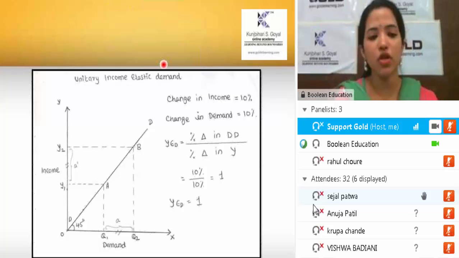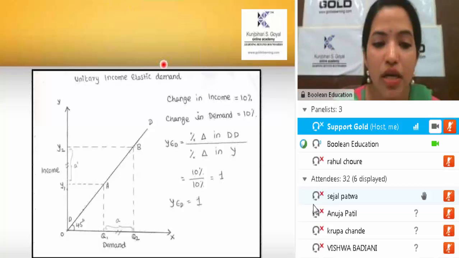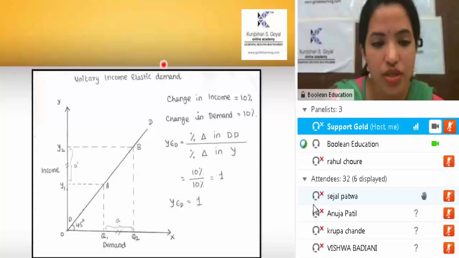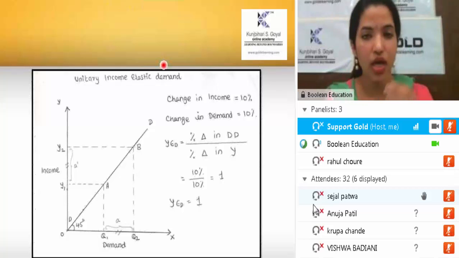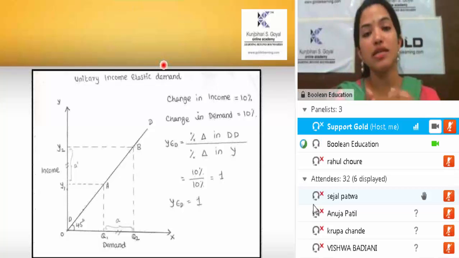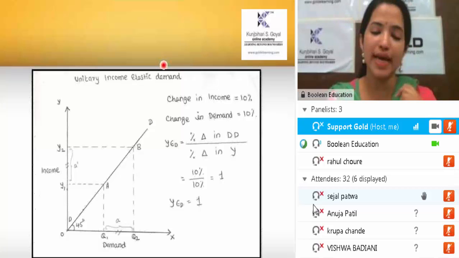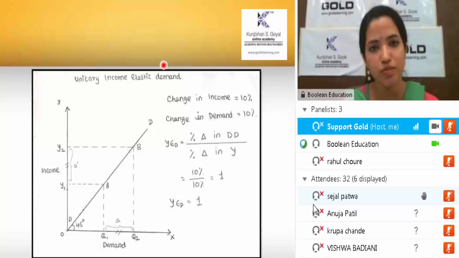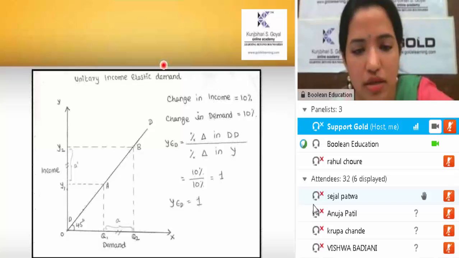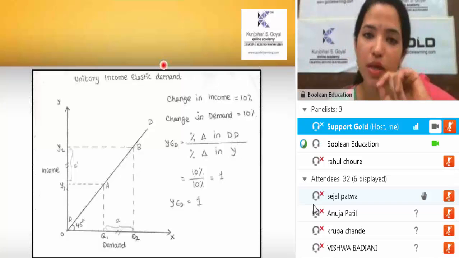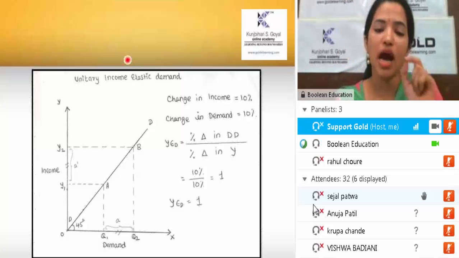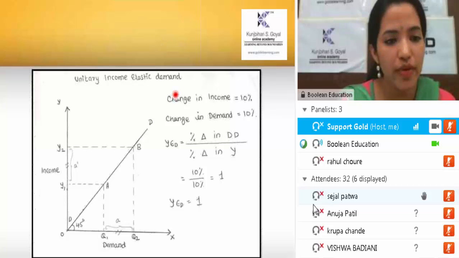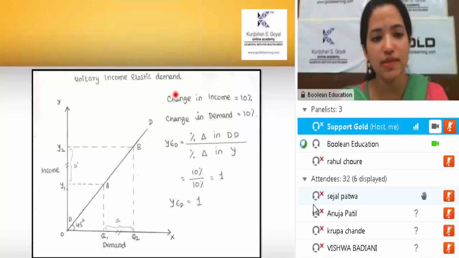Here we will draw a 45-degree line from the origin. Origin से आप 45-degree line draw करोगे. This 45-degree line is at the equal distance from x-axis as well as y-axis. इस डिमांड कर्व पे, DD, ये डिमांड कर्व पे जितने भी पॉइंट्स है वो सारे are at equal distance from x-axis as well as from y-axis.